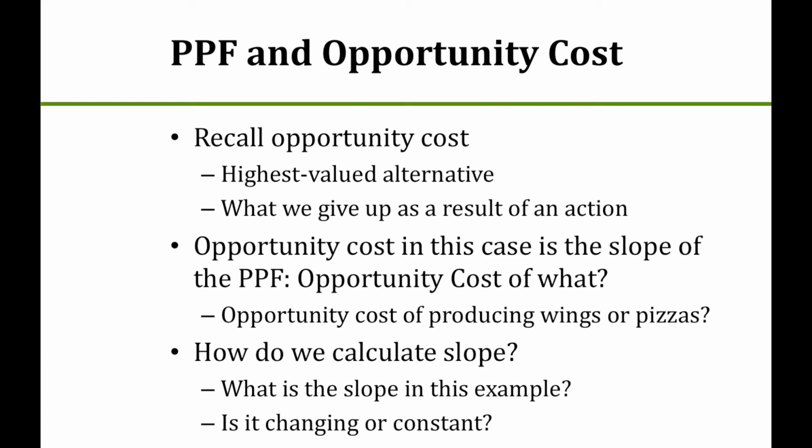So you pick one action and the cost of picking that action should be the highest valued alternative. What we give up as a result of an action. Opportunity cost, in this case, is the slope of the production possibilities frontier. But the main question is, for which good of the opportunity cost we are talking about? Is it the opportunity cost of pizza or the opportunity cost of wings? So first of all, we have to understand that one.